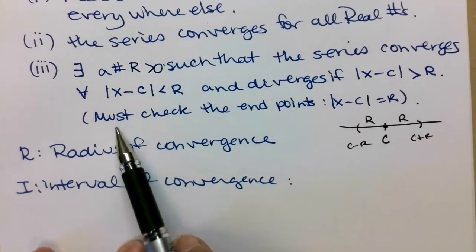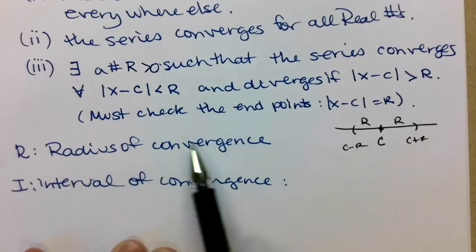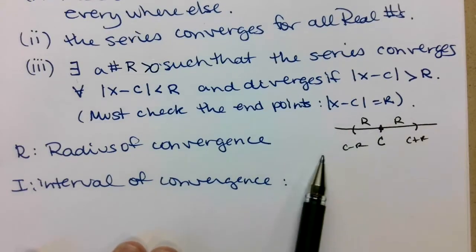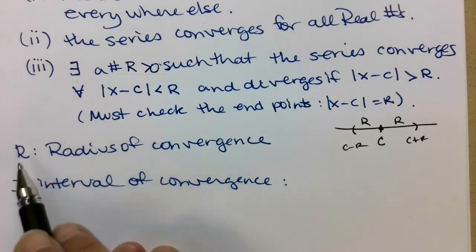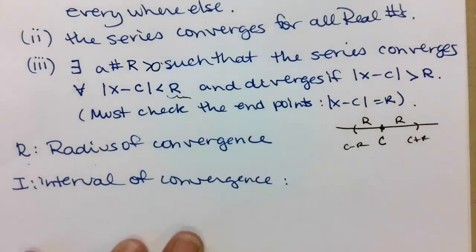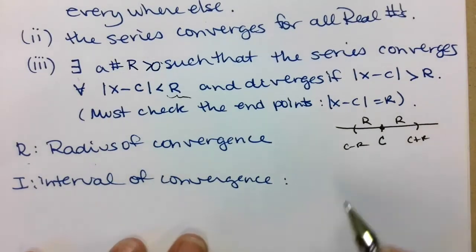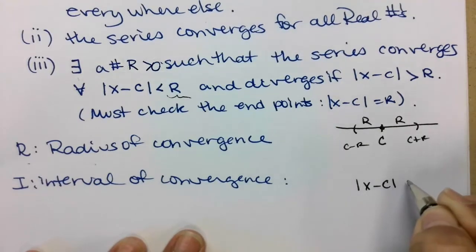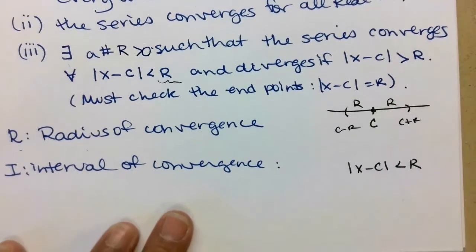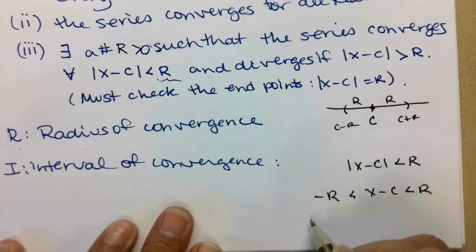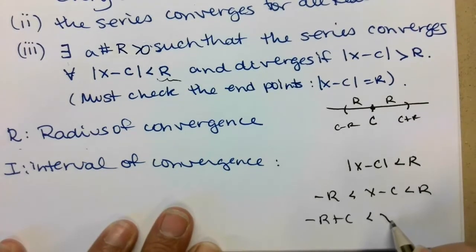So that gets me to my parenthetical remark here. So notice I put my parentheses here. We're going to have to check those endpoints when x minus c equals r to know if they're included or not. So the r is called the radius of convergence. So that's just going to be this value r that we find. And then the interval of convergence is going to be the solutions to this inequality: negative r less than x minus c less than r, so negative r plus c and r plus c.